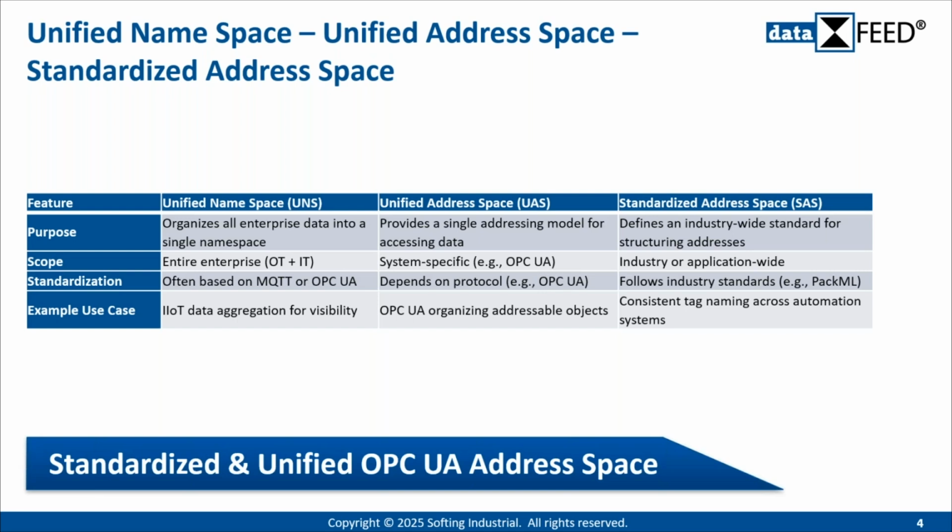When we take a short look at example use cases, unified namespace means IoT data aggregation to give visibility. The UAS is OPC UA organized addressable objects to address it. One is visibility, this is addressing. And the last, the standardized one, is more or less to have consistent tag naming across the complete automation system. So every sensor, for example, from different vendors looks the same from an application point of view. So this is a standardized way. And I personally really like to combine everything.